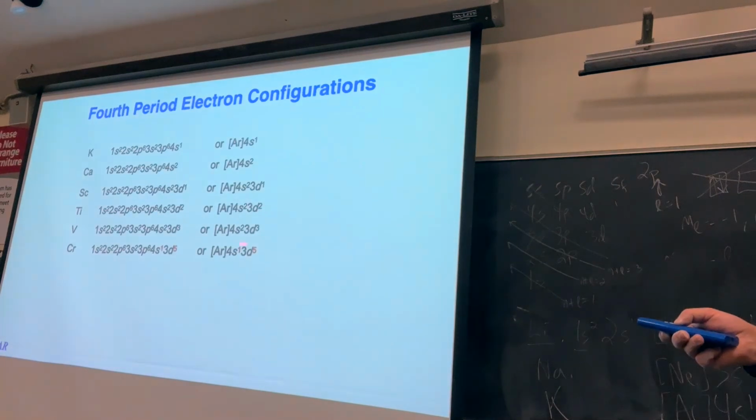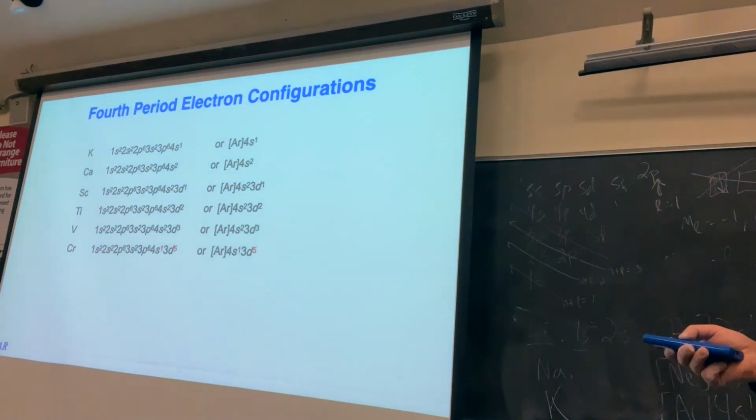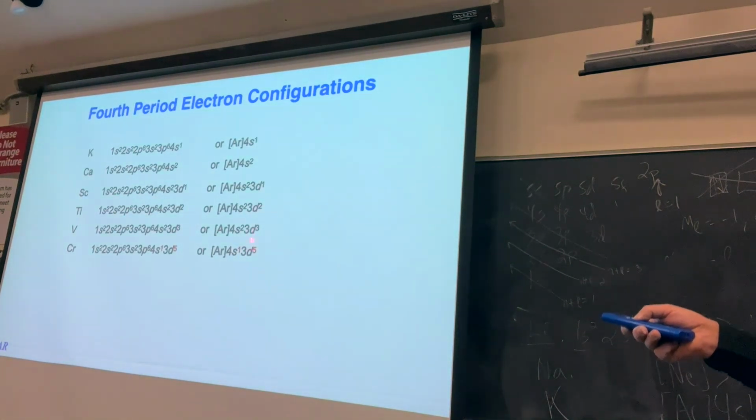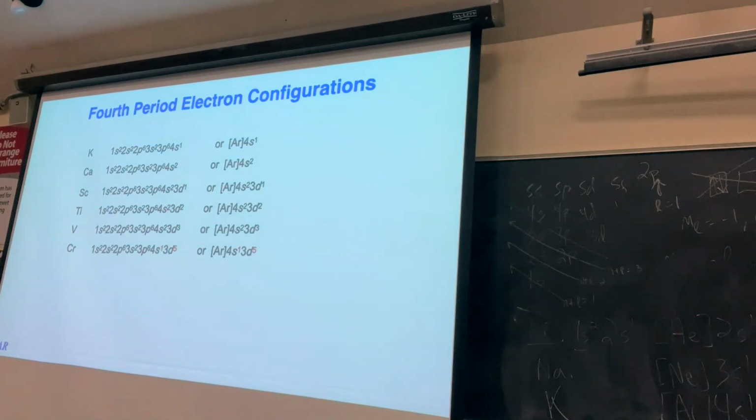You would predict that chromium, with one more electron than vanadium, would be 4s2, 3d4. But in reality, it's 4s1, 3d5. These are breaks in the n plus l rule. And if I asked for the electron configuration for chromium, if you gave me 4s2, 3d4, I would be okay with it, because that's the predicted rule. The actual configuration is 4s1, 3d5.